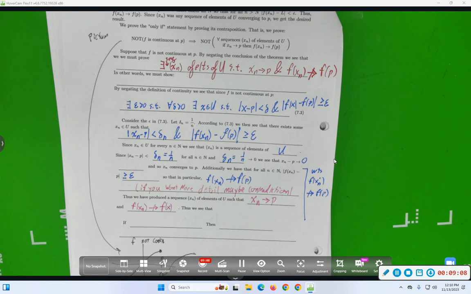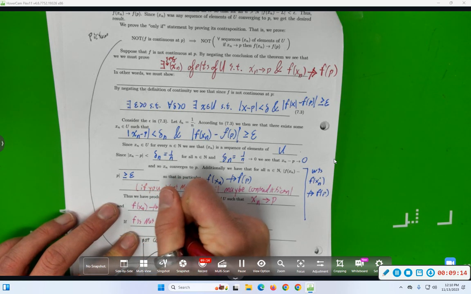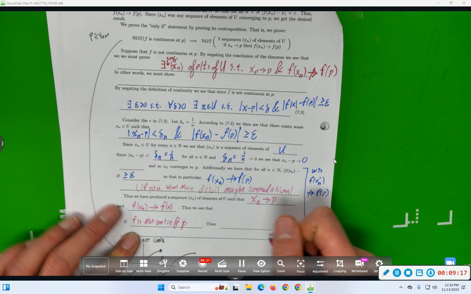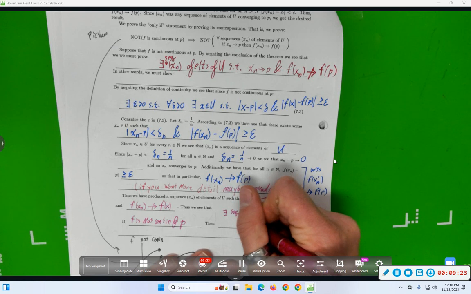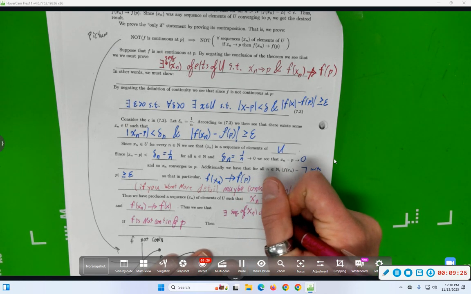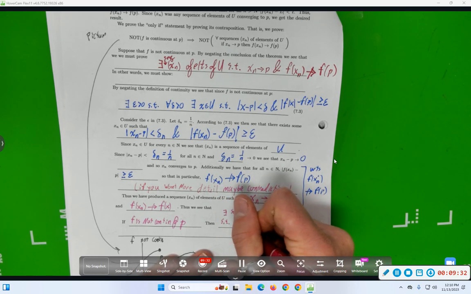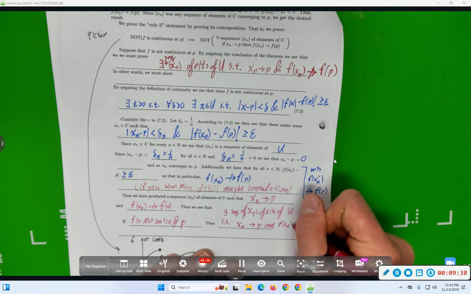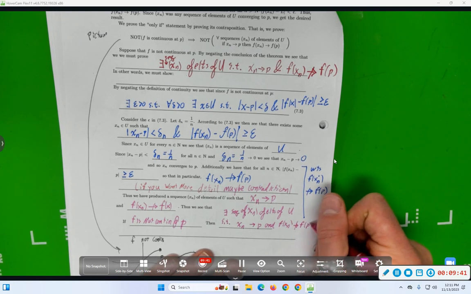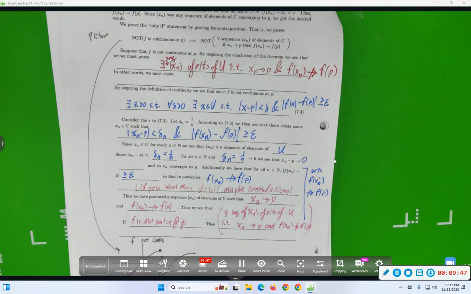So, what have we shown? We've shown if f is not continuous at some fixed value p, then there exists a sequence xn of elements of U such that xn converges to p and f of xn does not converge to f of p. So what I'm going to do in these remaining couple steps is just backtrack through the logic that we used to set it up to make sure that we've actually proven what we want to prove.